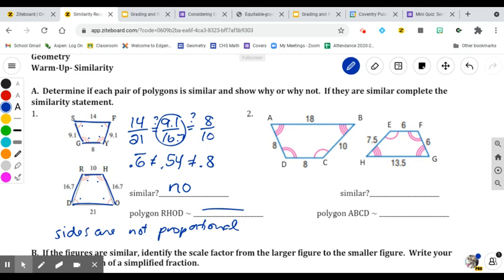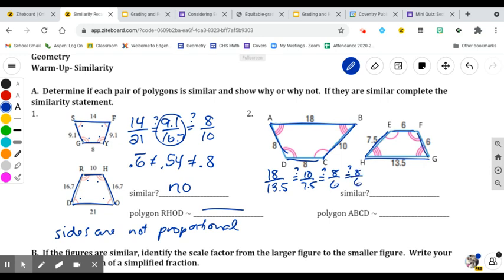Now remember when you're setting up your ratios, it doesn't matter if you go small to big or big to small, as long as you're consistent with what you're doing. So like in number 2, I'm going to go big to small just to show you another option. Yes, the angles are congruent in number 2, so now we need to set up ratios of the sides. This 18 would correspond to 13.5. Is that equal to, let's see, 10 would correspond to 7.5? Is that equal to 8 to 6? And then 8 to 6 again, which you don't really have to rewrite.